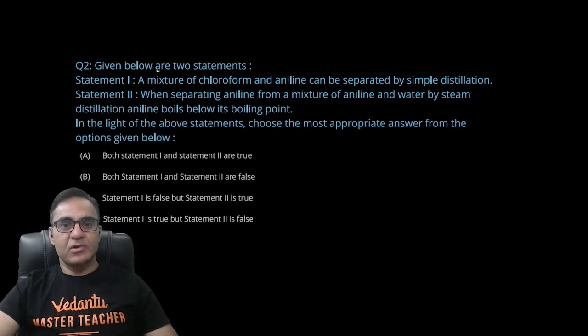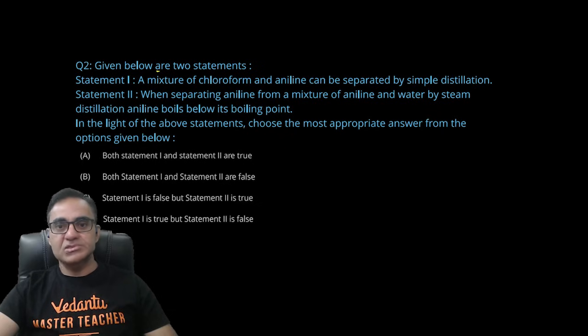Which of the following two statements are correct and incorrect, ये identify करके best option अपने को choose करना है. पहला statement है: mixture of chloroform and aniline can be separated by simple distillation. And second statement है, when separating aniline from mixture of aniline and water by steam distillation, aniline boils below its boiling point. तो पहले first statement पे आते हैं.